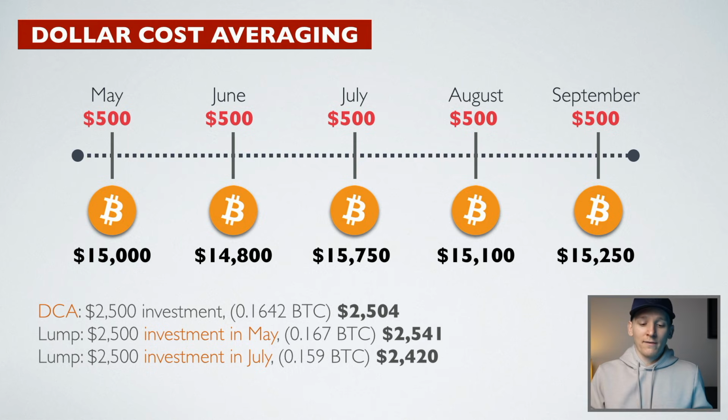Dollar cost averaging into crypto. Is it actually the best method to invest in cryptocurrency, or are there better methods out there? We're going to look at some of the data around dollar cost averaging and how to go about a DCA strategy, including a step-by-step guide. I'll leave timestamps for everything down in the description.